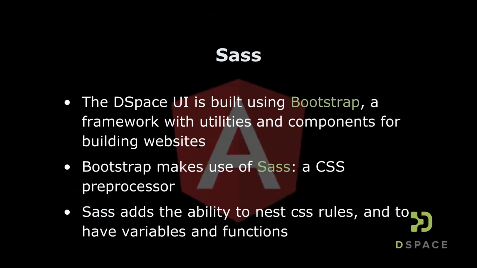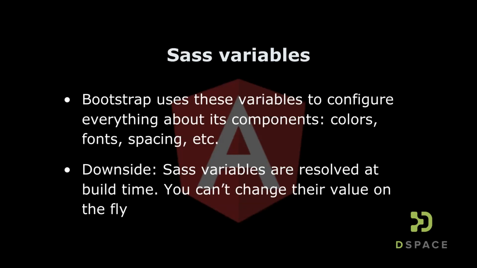So the DSpace UI is built using Bootstrap. Tim talked about that before. So a framework with a lot of utilities and components for building websites. And Bootstrap makes use of Sass. That's a CSS preprocessor. And it has the ability to nest CSS rules, have variables and functions. Bootstrap uses these variables and functions to configure almost everything about its components. Its color, the way they look, the way they're spaced, everything. But the downside is Sass variables can only be resolved at build time. You can't change their value on the fly.